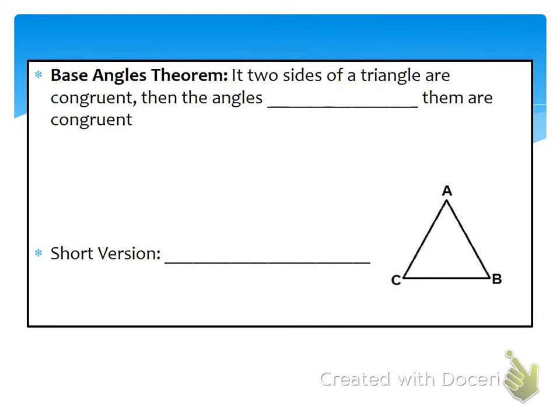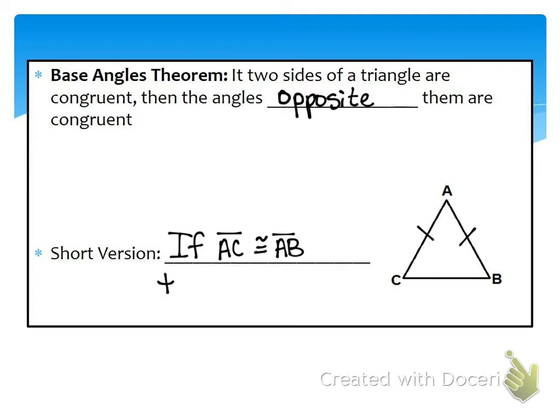All right, first up we have the base angles theorem. If 2 sides of a triangle are congruent, then the angles opposite them are congruent. So the short version uses this diagram. Let's pick 2 sides to be congruent. It doesn't really matter. If you know 2 sides are congruent, so AC is congruent to AB.